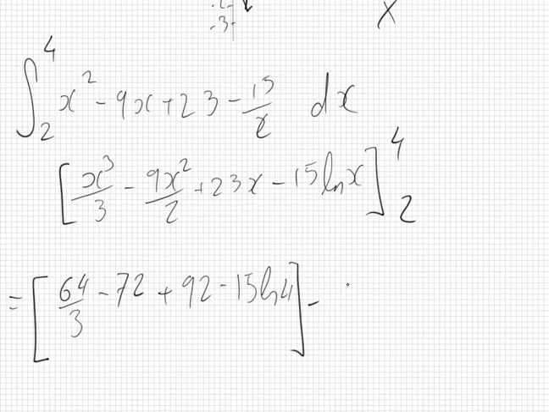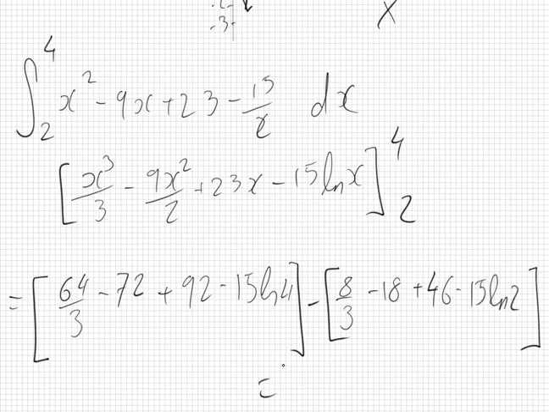And then we put in the 2. 8 over 3, 2 squared is 4, 4 over 2 is 2, minus 18 plus 46 minus 15 log 2. Now we type all of that into our calculator, see what we get. Zero point 269.